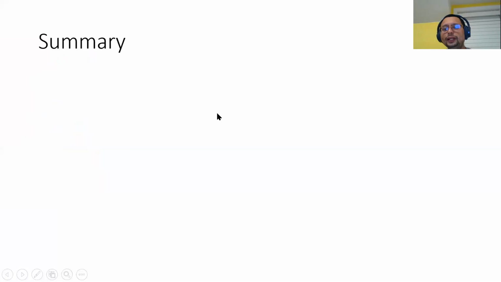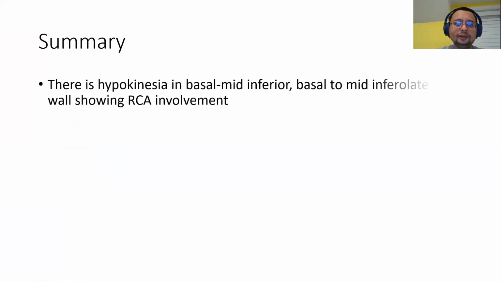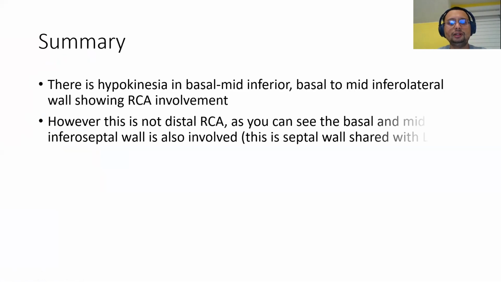So what is the summary when we see this in its entirety? Number one, there is hypokinesia at the basal and mid-inferior, basal and mid-inferolateral of the left ventricle, showing RCA involvement. If it's just a distal RCA, this will be it. However, this is not distal RCA because, as you can see, the basal and mid-inferoseptal wall is also involved. This septal wall is shared with the left ventricle. This is supplied by the PDA branch of the RCA.